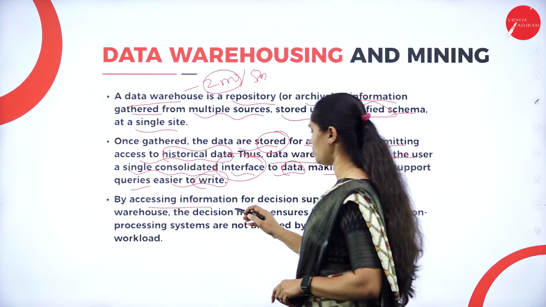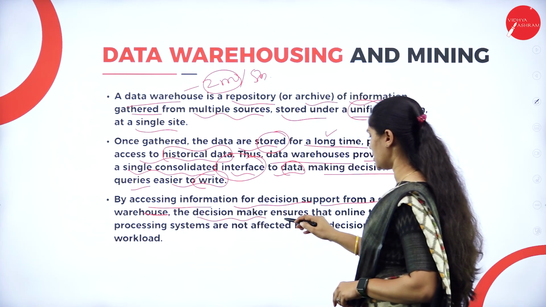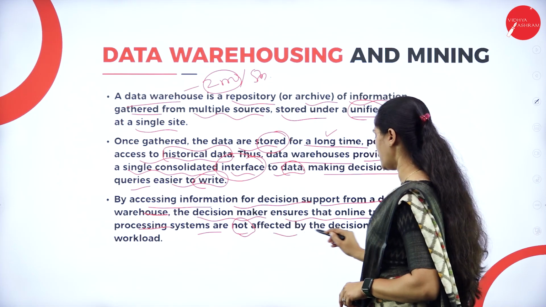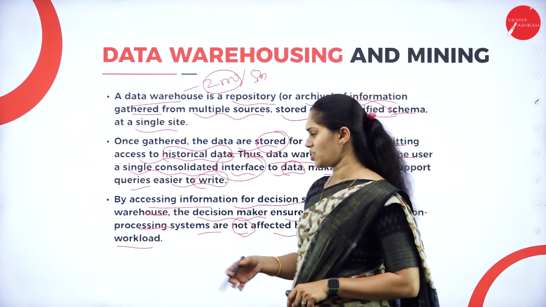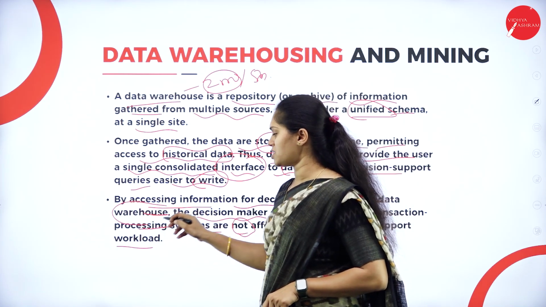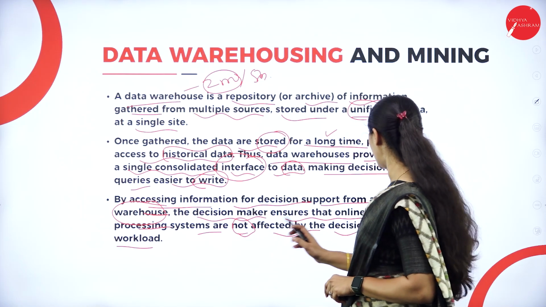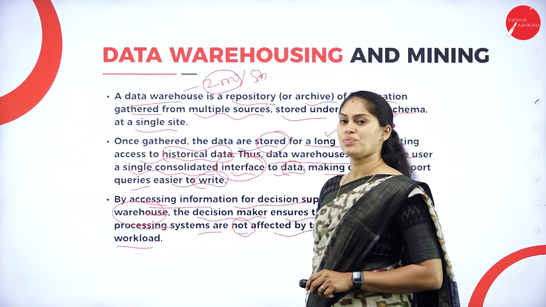By accessing the information for decision support from a data warehouse, the decision maker ensures that online transaction processing systems are not affected by the decision support workload. So whenever we are making a decision with the help of the information present in the data warehouse, that should not affect the content of the transaction processing system. By keeping that in mind, we have to make a decision.